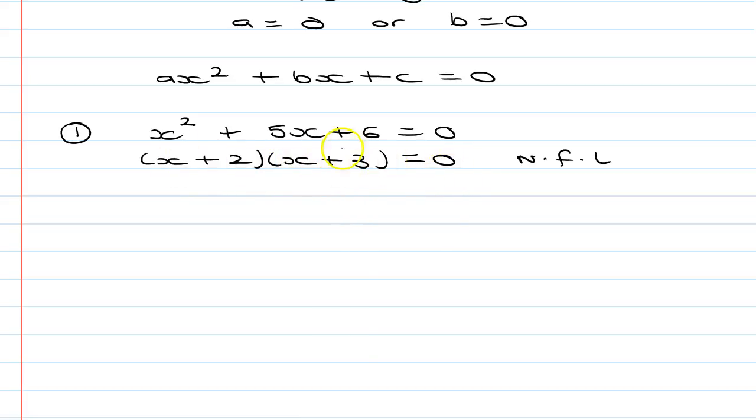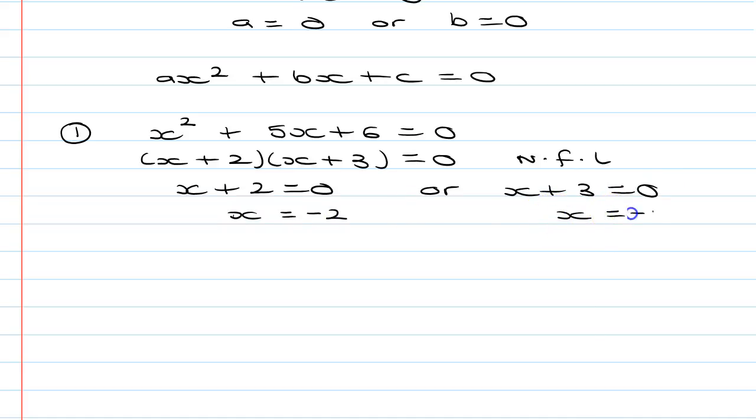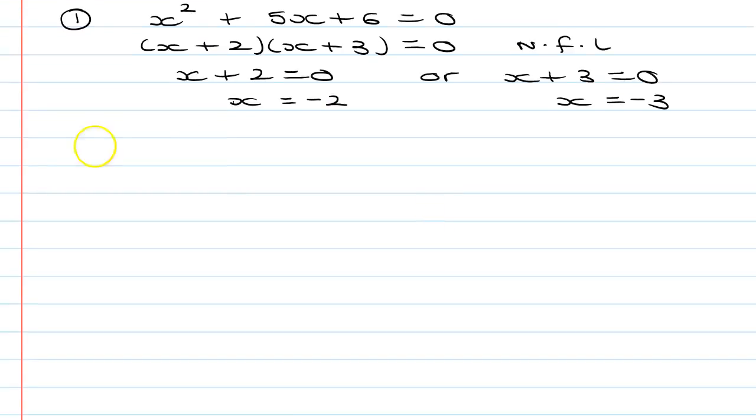Similarly, if we look at the other case, if I make this bracket 0, that is x equals -3, then 0 times whatever equals 0. So we're going to use this idea to solve. This is called NFL, null factor law. So we say x plus 2 equals 0 or x plus 3 equals 0. Each of those equations can be solved individually as linear equations, so they're not too difficult. Our solutions are x equals -2 or x equals -3.